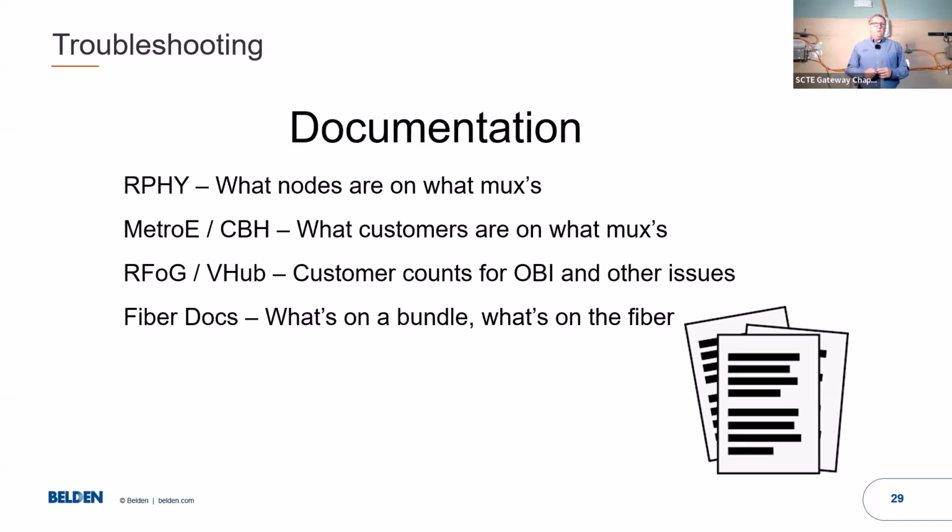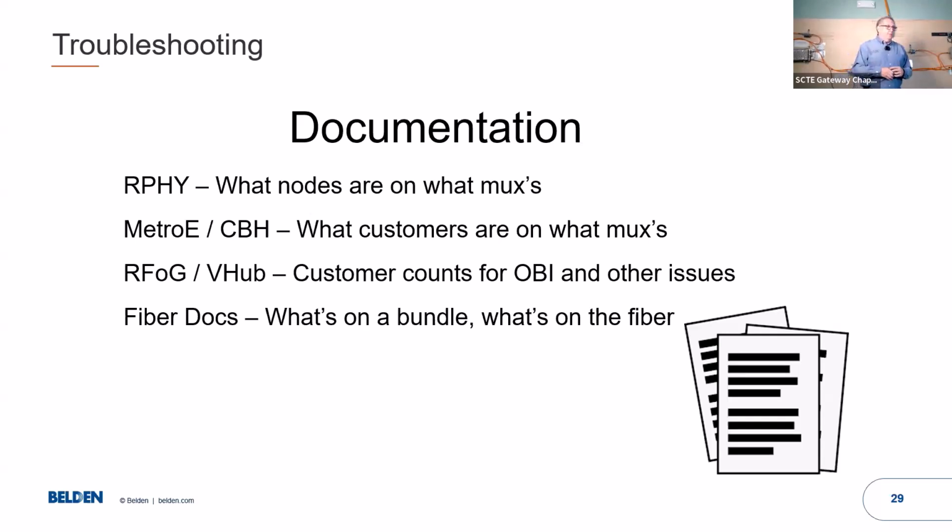Metro E and cell backhaul. Once again, documentation of where the customers are. Commercial customers usually have different service level agreements, so outages and repair time are important. Instead of taking time to try and find information, if you know where it is ahead of time, it helps you. Same thing, RFOGs, V-hubs, different designs.